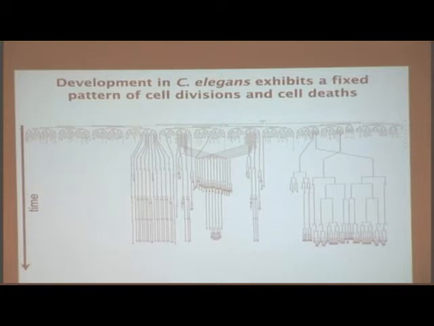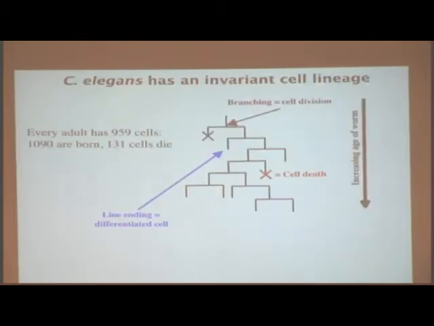You can look at tons of embryos, and they all divide in this pattern. Let me zoom in on this section. When you're looking at the cell lineage, the branch point is cell division, as I said, and here the cell divides again, and this line ending means that it's a differentiated cell. That's the terminal state that the cell will end up in.